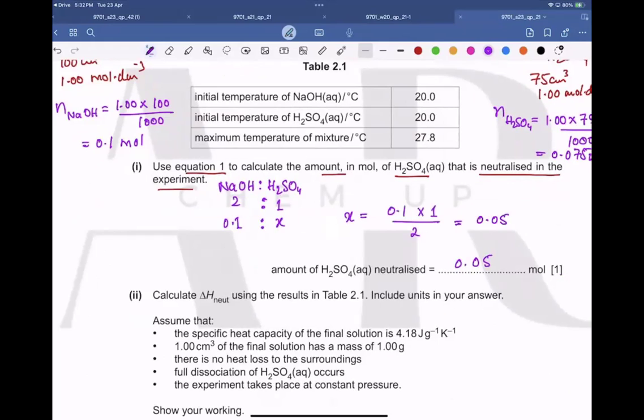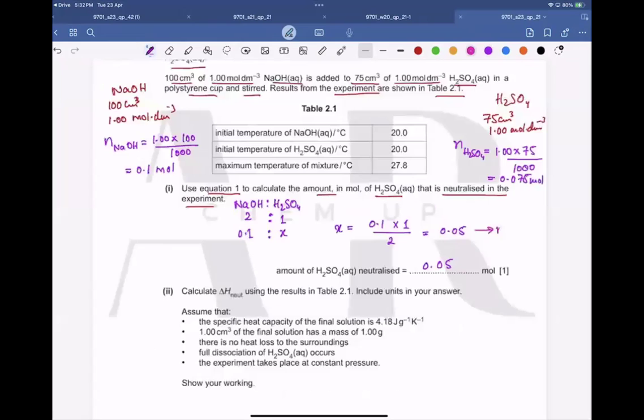So remember, these are the moles which are neutralized or which have been reacted out of these number of moles. So it means that sulfuric acid over here is in excess and sodium hydroxide over here is a limiting reactant. Is this understandable to all of you?